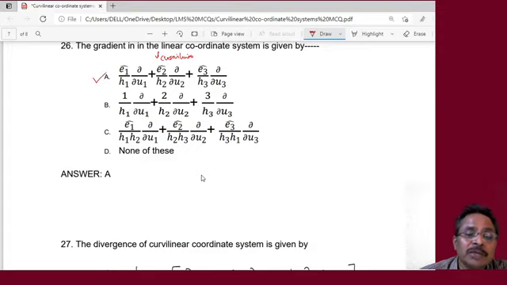This is again a memory question. Remember, there are unit vectors in three different directions, these are the scale factors in three different directions, and these are the partial derivatives with respect to the first, second and third directions. As for the other options, in option B the E1 cap, E2 cap, E3 cap does not appear, so it is not going to be a gradient because it doesn't have any direction, whereas the direction is provided by E1 cap, E2 cap, E3 cap.